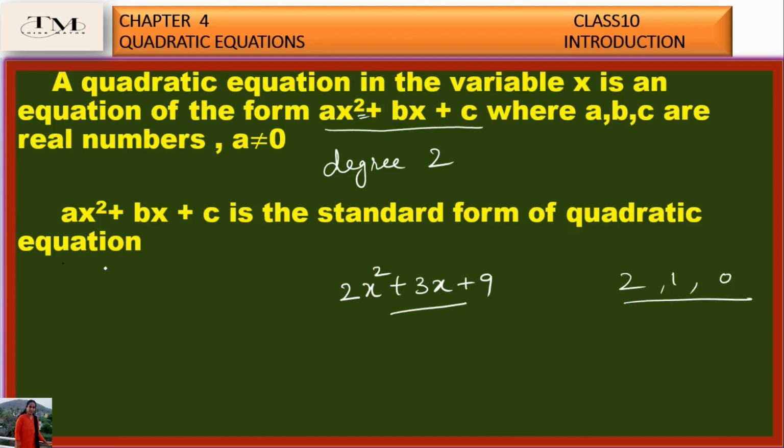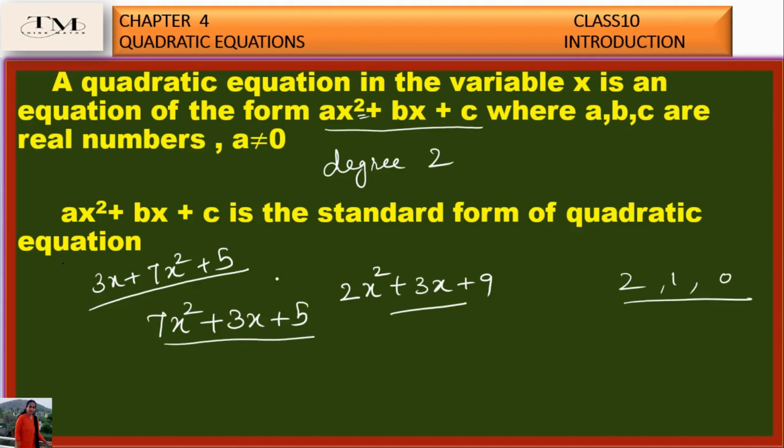Suppose this equation is given in the form 3x plus 7x square plus 5. So this is not standard form, because the powers are not in descending order. We should convert it to standard form. First, the power 2 term: 7x square. Next, power 1: 3x. Then 5, which has no power, that is power 0, since x power 0 is 1, so we can write it as 5. So this is the standard form of a quadratic equation. Quadratic means the degree should be 2.